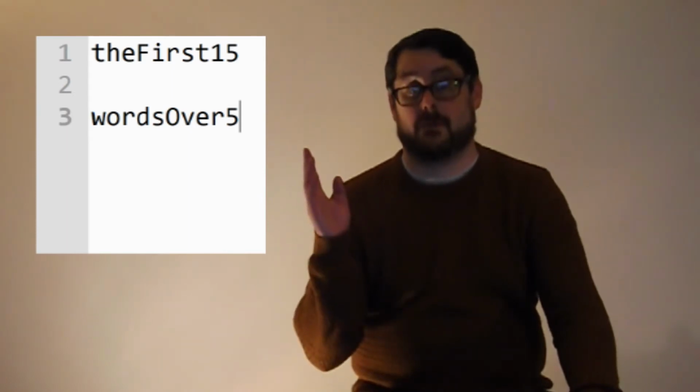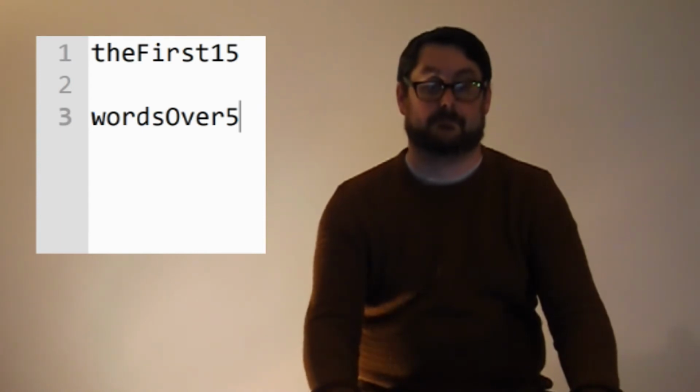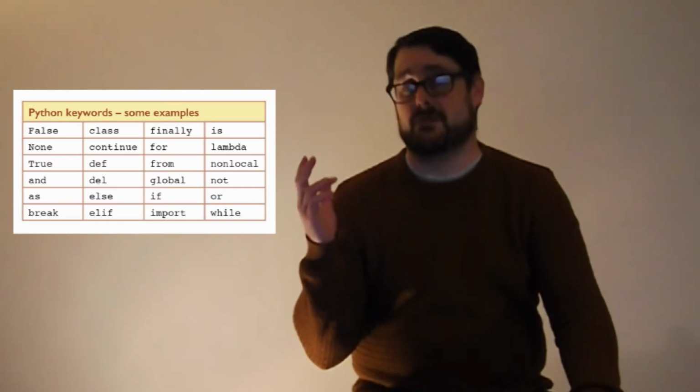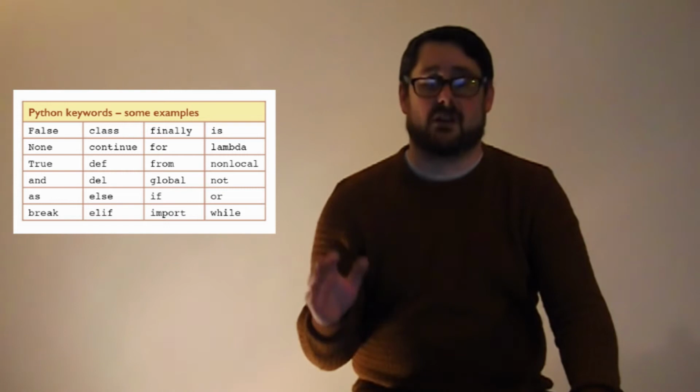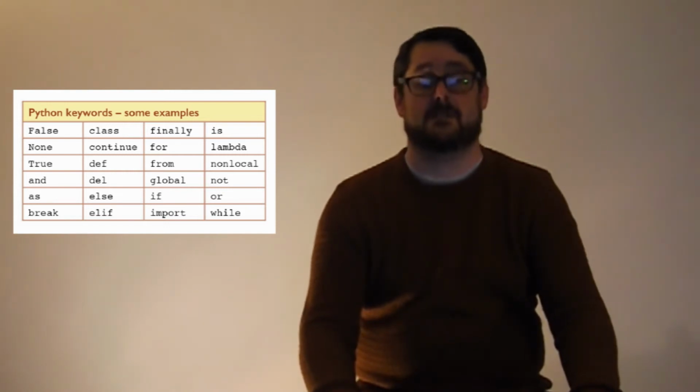So there are a few rules when it comes to naming variables. For instance, it can't start with a number, but the name can contain a number. For instance, we could name a variable the first 15 or words over 5. Some words in Python are reserved for special use and we can't use these terms. We can see a list of some of them here. These words are important to be familiar with, but don't worry if you can't remember them all. A good code editor will highlight these special terms in a different colour to remind you.